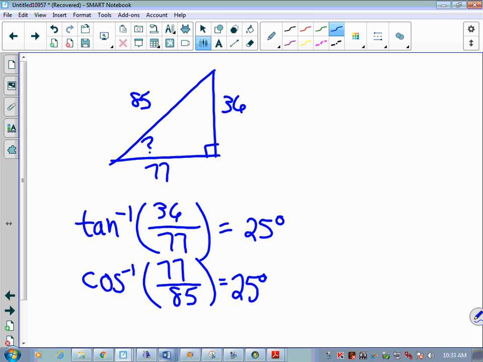Okay? And then we could also use inverse sine. But I have to base it upon the angle I'm looking for. So opposite, 36 over hypotenuse, 85. What's inverse sine 36 over 85? 25 degrees. Okay? Do we understand how to do this one? Okay. So when I'm looking for a degree, I'm going to use the inverse trig function.